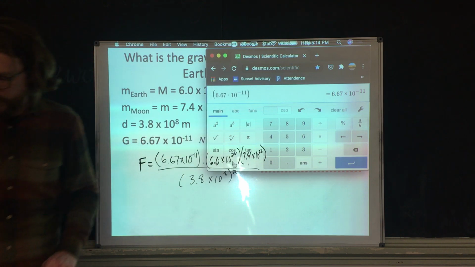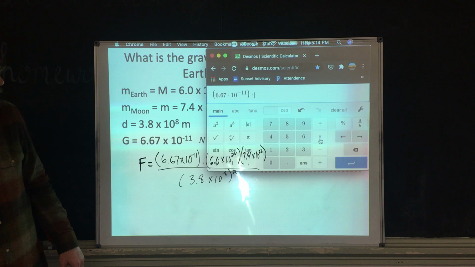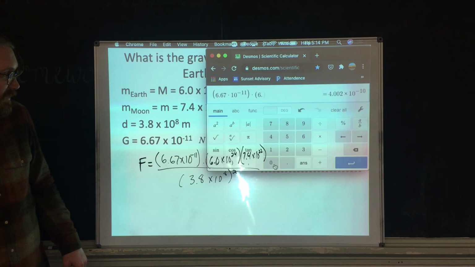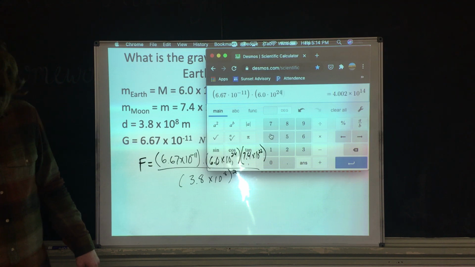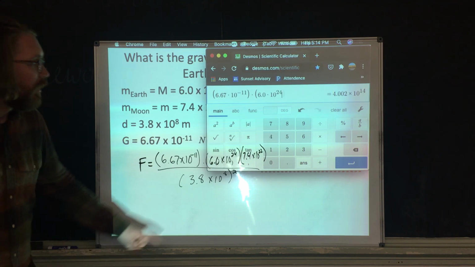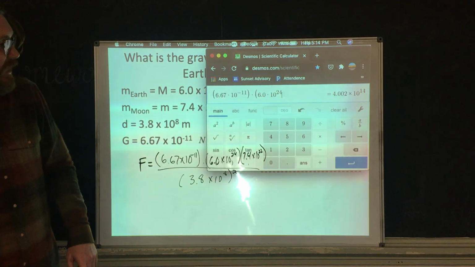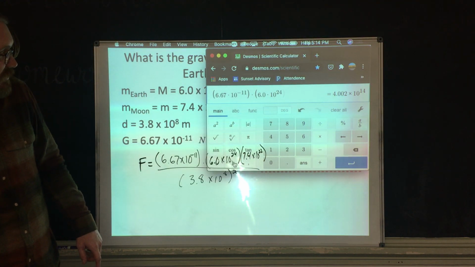Boom, there's your first number. Now we're going to hit times, parentheses, 6.0 times 10 to the 24. Then you're going to hit the down or the forward arrow. Notice it jumps down out of that exponent, and we're going to close that parenthesis.